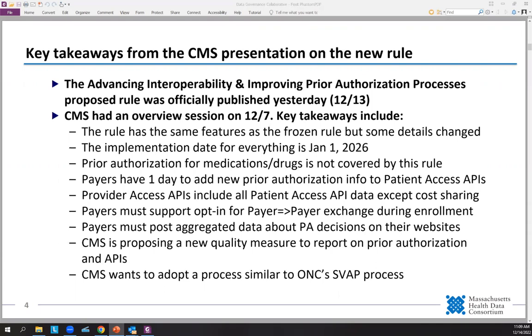is that they want to adopt a process similar to the ONC's SFAT process for advancing the standards that are in a rule. Now, to refresh your memory, the SFAT process allows for optional use of more advanced standards that are specifically listed in a certification or a rule. And that means that folks may need to support multiple versions of the same thing at the same time in order to function with all of their different exchange partners. So for instance, right now, US CDI is officially still version 1, but optionally you can certify against version 2 if you wish.